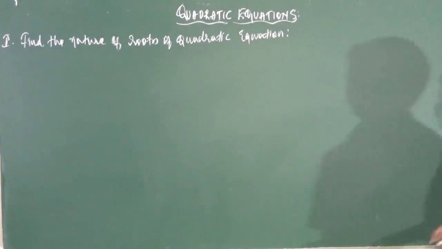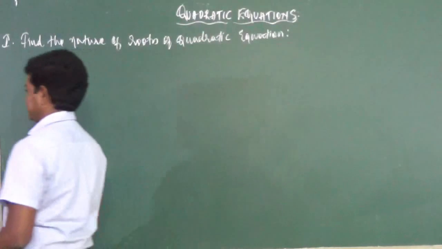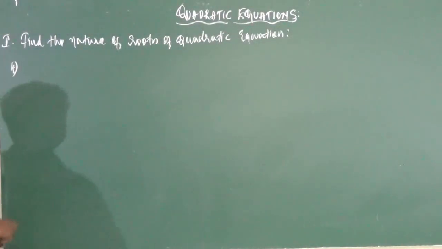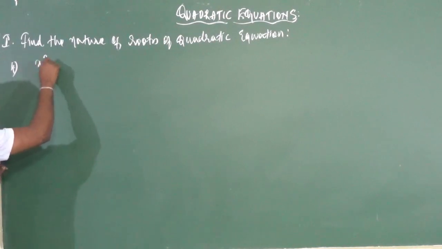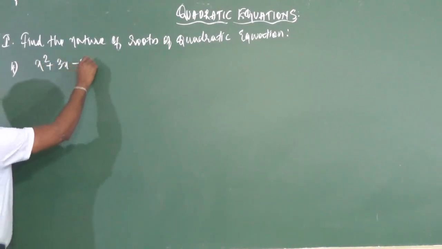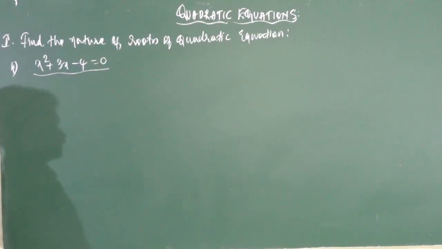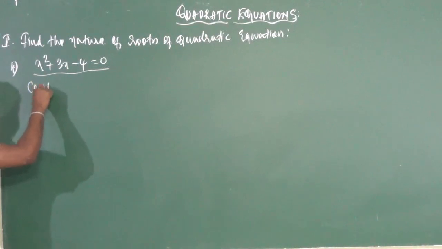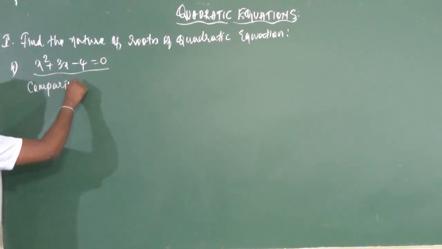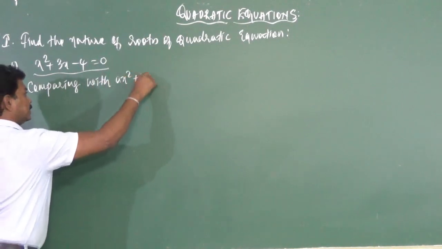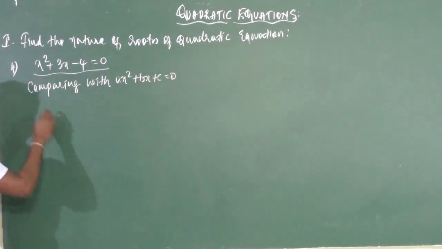Okay, let us get to the fourth problem. Give me a quadratic equation. x square plus 3x minus 4 is equal to 0. Yes, it is a quadratic equation in the standard form. So comparing with ax square plus bx plus c is equal to 0.